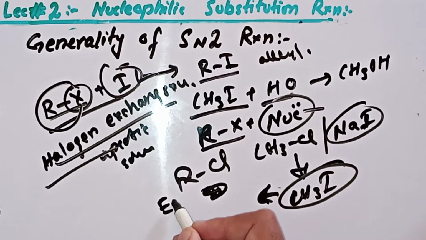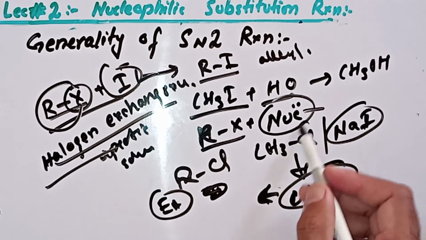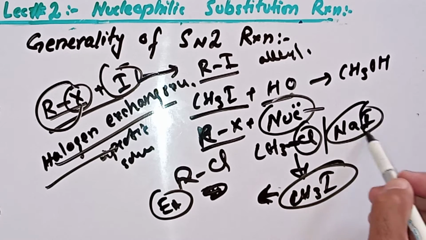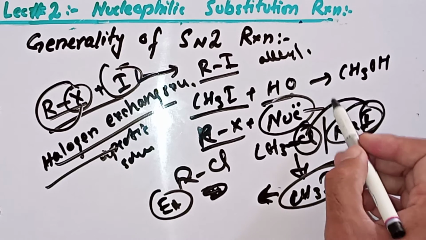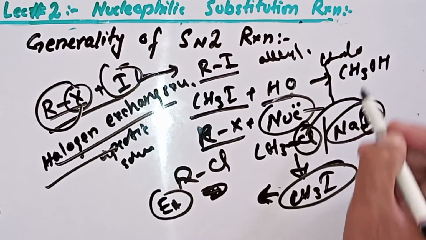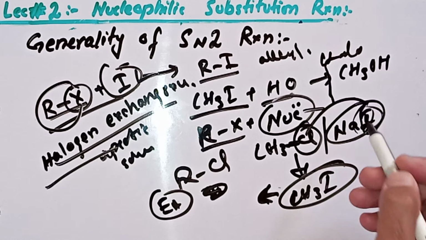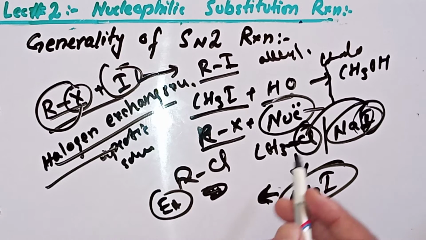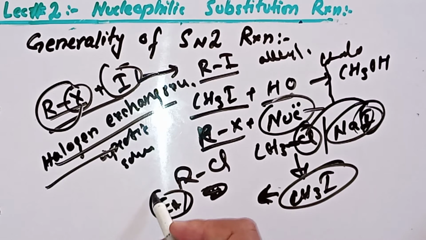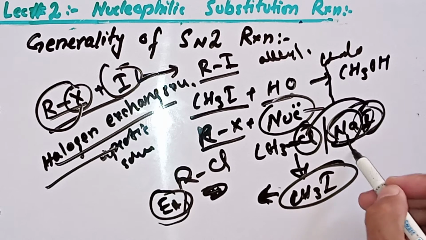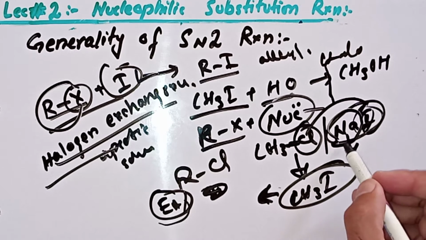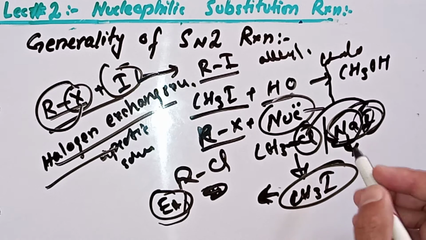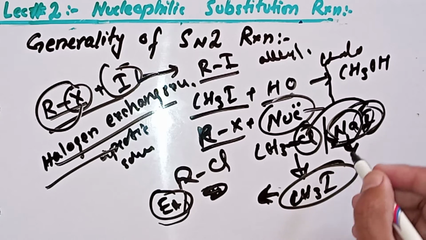The activation energy is very high because both the leaving group as well as the nucleophile belong to the same group, the halogen group. The only difference is that the iodide ion has a large size while the chloride ion has a small size. That's why the activation energy will be very high. Also, we need a stronger base instead of sodium.